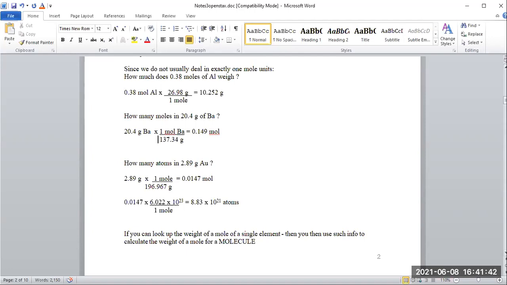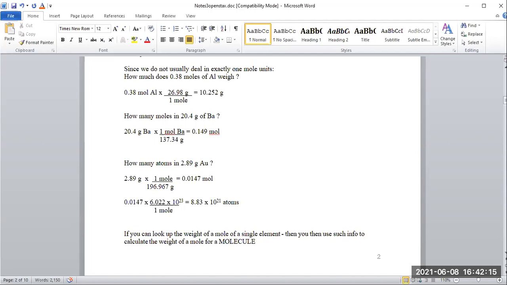I started with 2.89 grams of gold. Look up gold. Gold's pretty heavy, 196.967. So my first step is the conversion from grams to moles. Divide, and I end up with 0.0147 moles. And then I pulled that number down into my second step.